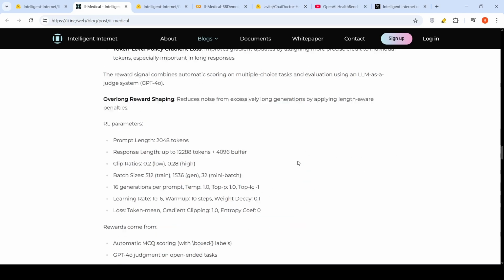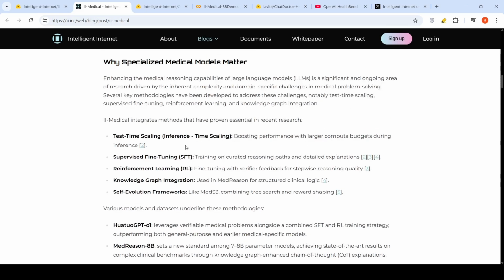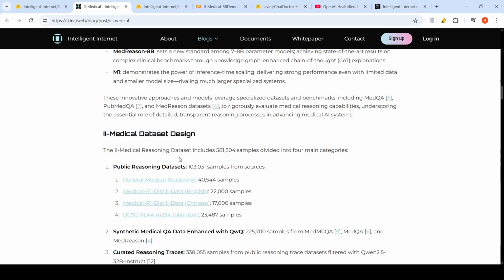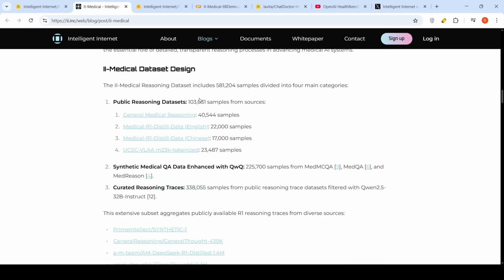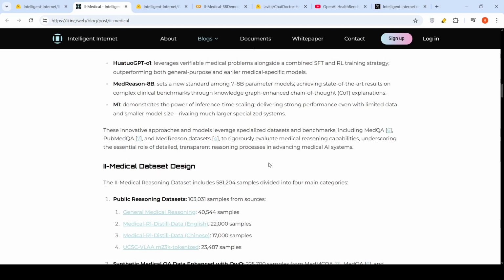Okay. So how did they train this particular model? They trained it on a medical reasoning data set, which includes close to 500K samples divided into four main categories: public reasoning data sets, close to 100K samples from sources like general medical reasoning, medical R1 distilled data in English and Chinese, and synthetic medical QA enhanced with QwQ. Another 200K samples from MedMCQA, MedQA, and MedReason curated reasoning traces, and close to 300K samples from a public reasoning traces data set filtered with Qwen 2.5 32 billion instruct. So they created a huge medical reasoning data set basically.